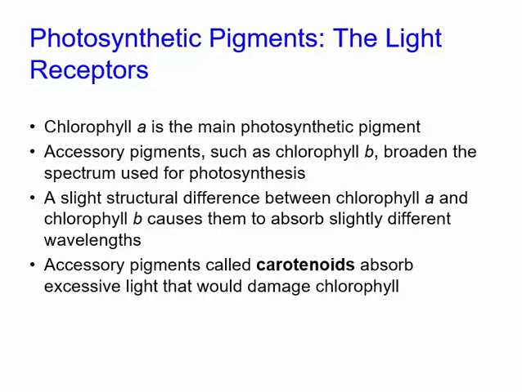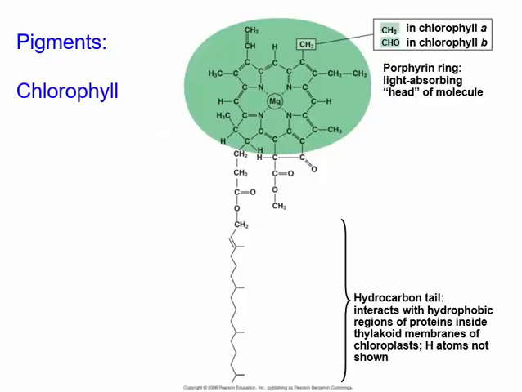Chlorophyll A and B are very similar, but there are slight structural differences that cause them to absorb slightly different wavelengths of light. And so let's have a look at these. So here's chlorophyll.